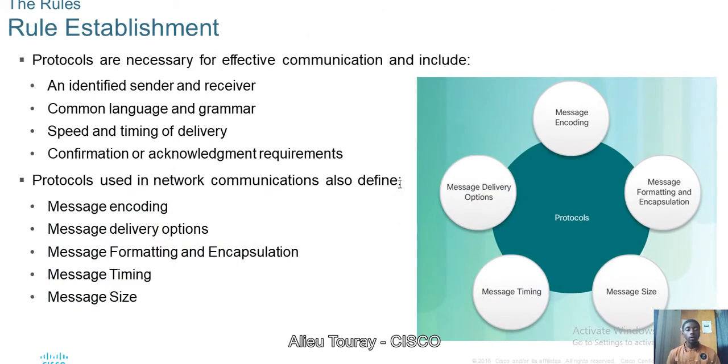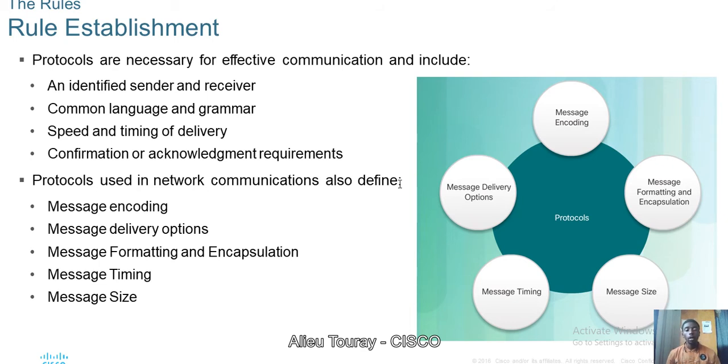So the rules that are necessary for effective communication include identifying a source and destination of the communication, and identifying a common language or grammar. For instance, I'm using English right now. That would help me to encode my communication to you guys, so you guys can decode my communication. Encode here means to give information in a format that the recipient will understand. Speed and timing of delivery is also a fundamental aspect of effective communication, and also confirmation or acknowledgement requirements.